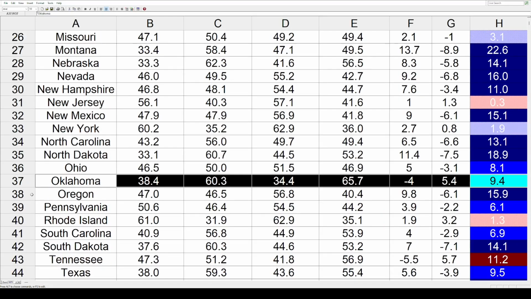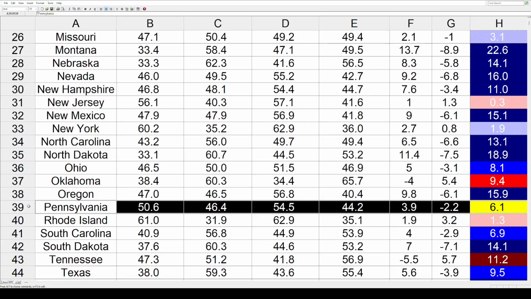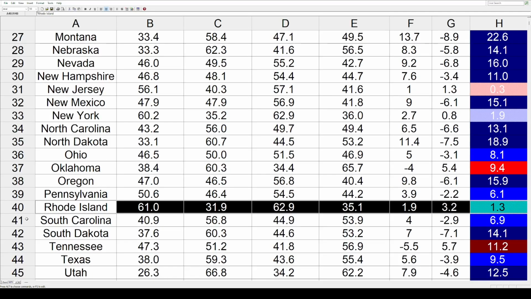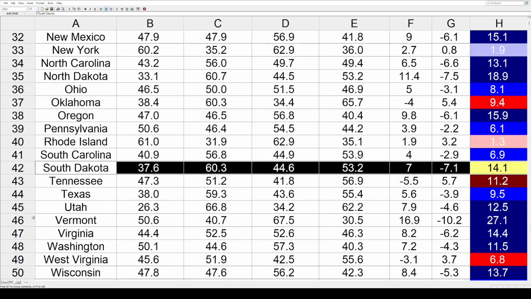Oklahoma got redder by 9.4. Oregon lurched toward the left by 15.9. Pennsylvania did so, but by a smaller margin of 6.1. Rhode Island managed to get a little bit redder by 1.3. South Carolina got bluer by 6.9. So did South Dakota by 14.1.